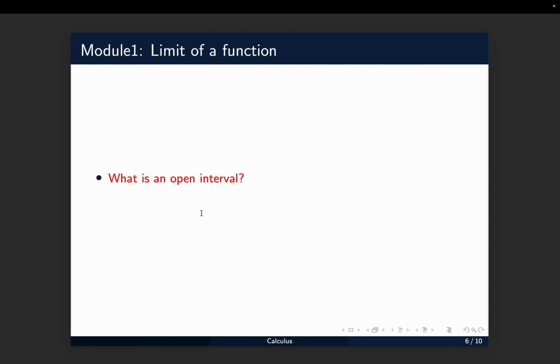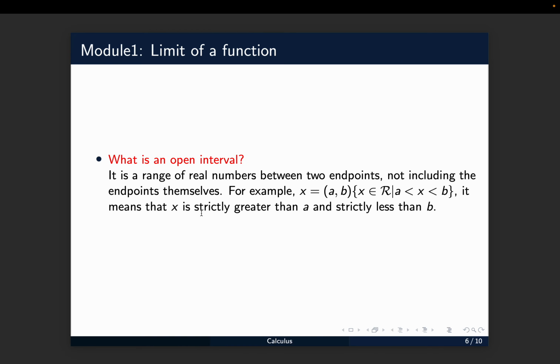So my next topic is the limit of a function. Before defining the limit of a function, we need the definition of an open interval. It's a range of real numbers between two endpoints, not including the endpoints themselves. For example, x in (a, b) means x is strictly greater than a and strictly less than b. Those are the only values x can take. So this defines an open interval.